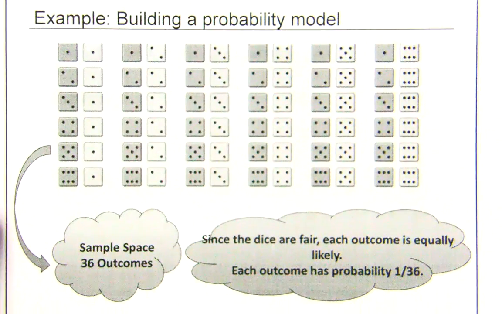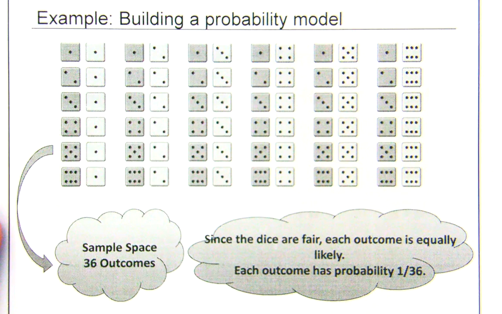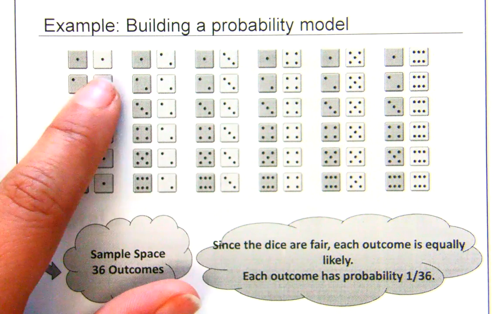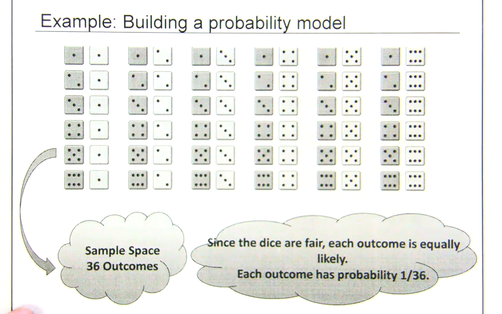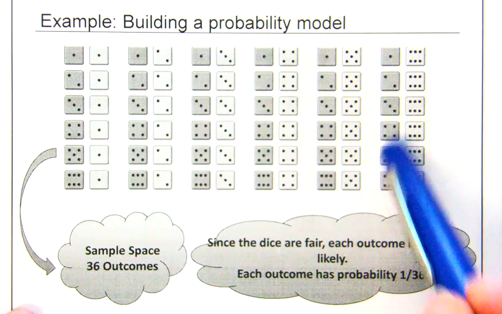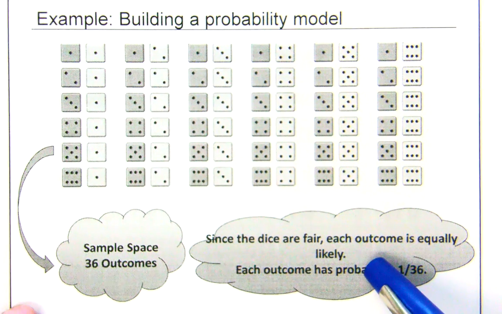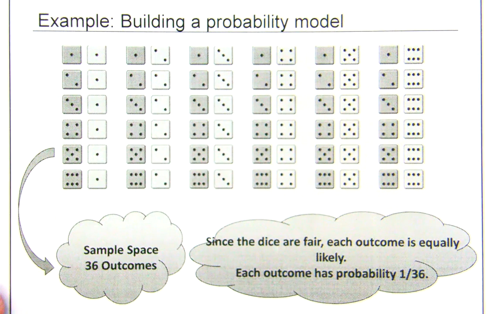Here's an example of rolling two dice. With one die, you have the probability of getting a 1, 2, 3, 4, 5, or 6. But if you roll two dice, you can get 1 and 1, 2 and 1, 3 and 1, and so on, and you end up with 36 possible outcomes. Every single one of these 36 is a sample point. Since the dice are fair, each outcome is equally likely, so each outcome has a probability of 1 out of 36.